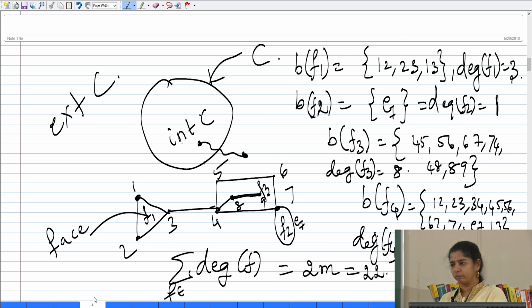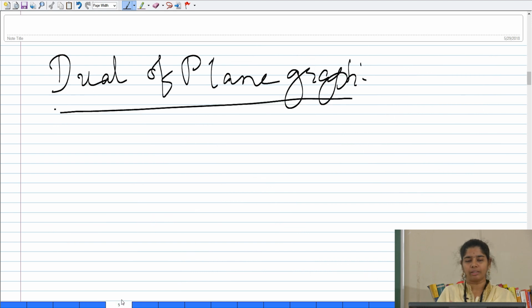So if I want to give a coloring for that, I will also talk about the faces, converting them into vertices, and we can talk in terms of vertex coloring also. Okay, so this is one kind of purpose for dual graphs, but it is not the sole purpose. So what is a dual of a plane graph?